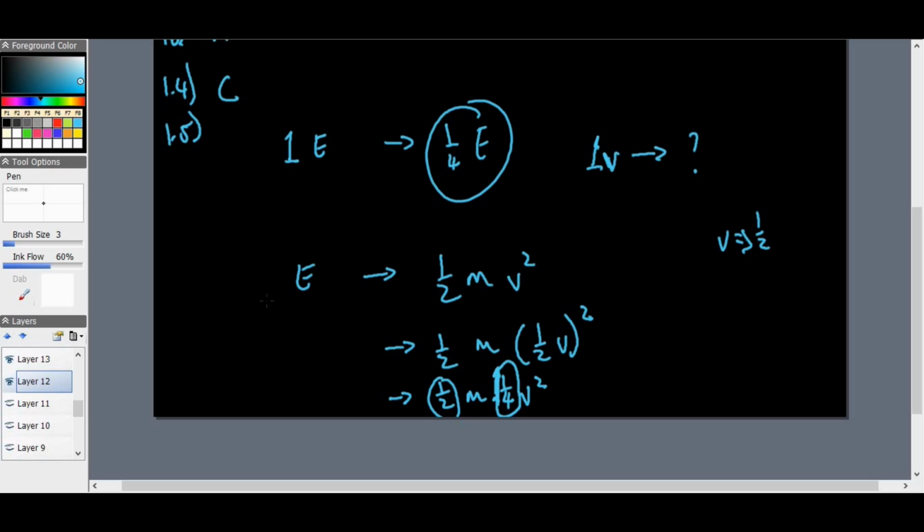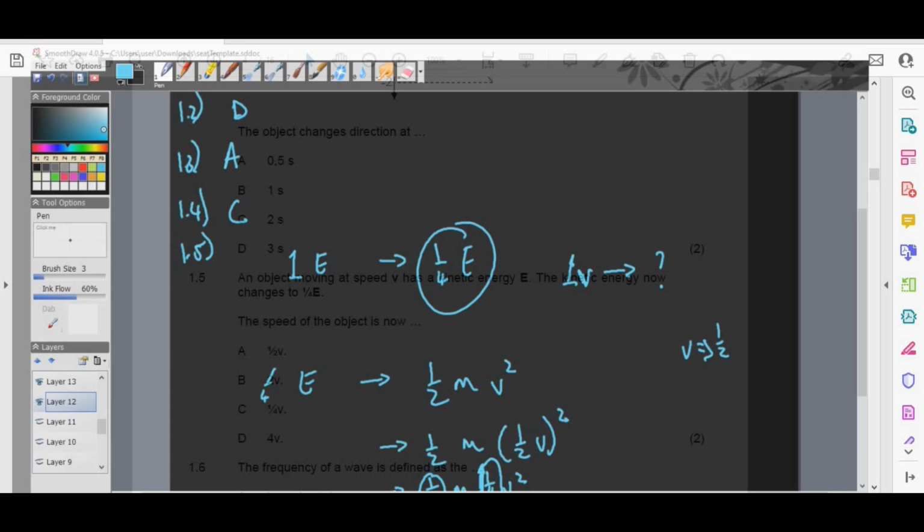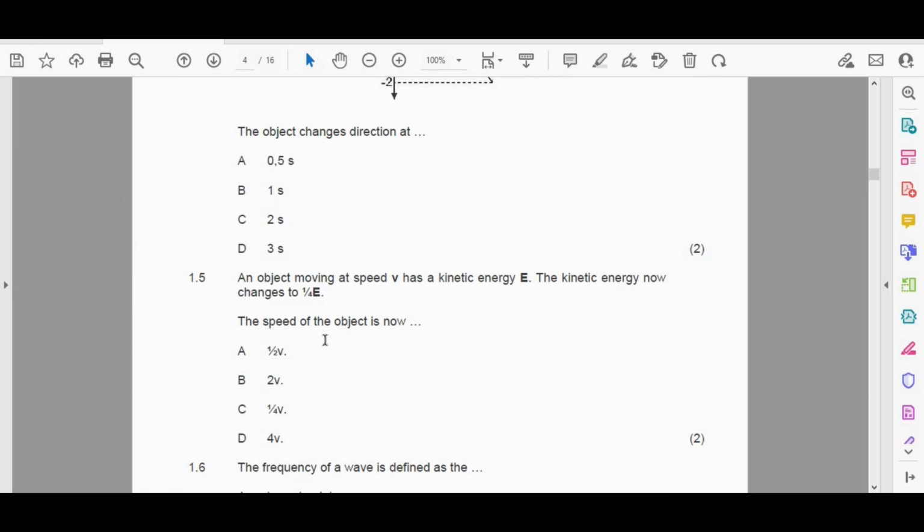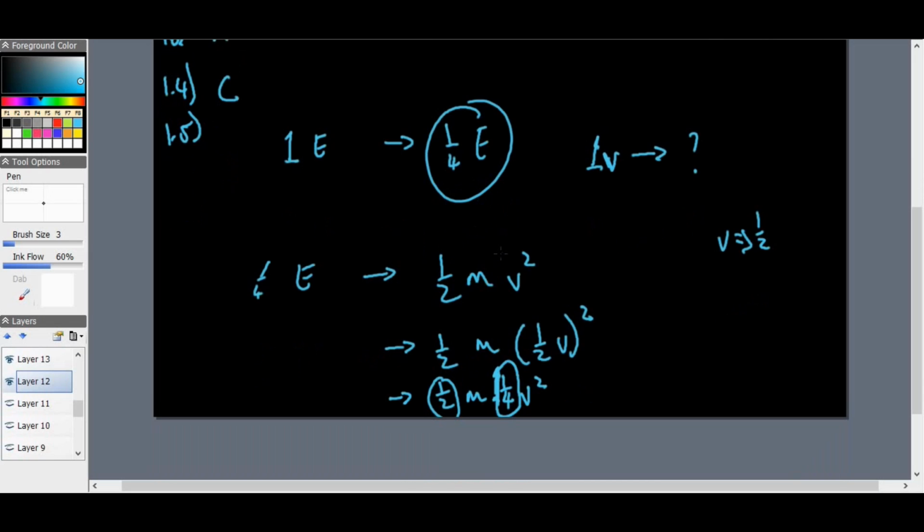No, sorry, that makes it now a quarter of the original e, because it changes to a quarter of the original e. And the way to do that, we got the quarter, and because we halved v from 1 to half. So in other words, the velocity must be halved in order to get the quarter of the energy. So 1.5 must be option A, which is a half v. So you've got to halve the velocity in order to get a quarter of your energy.